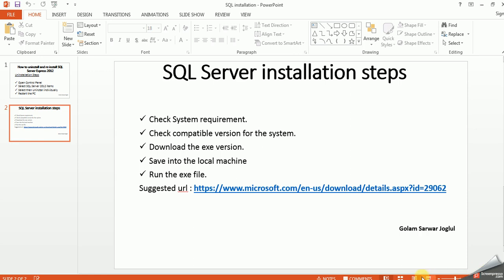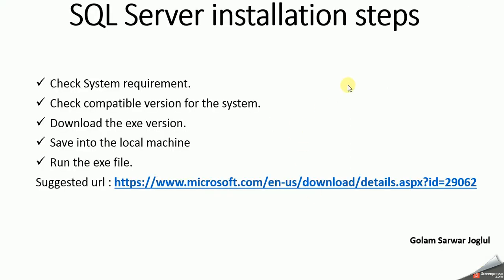Hi team, today I'll discuss how to install SQL Server 2012 in Windows 7. Before installation, we have to verify our system requirements, and then check the compatible version for the system, then download the SQL version in exe format, then save it to the local machine, then we'll install SQL Server 2012 on our machine.